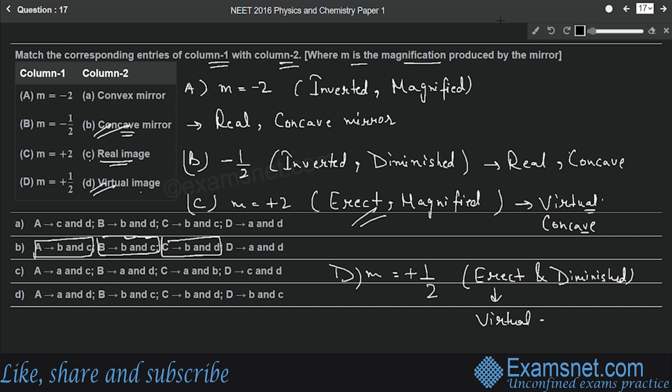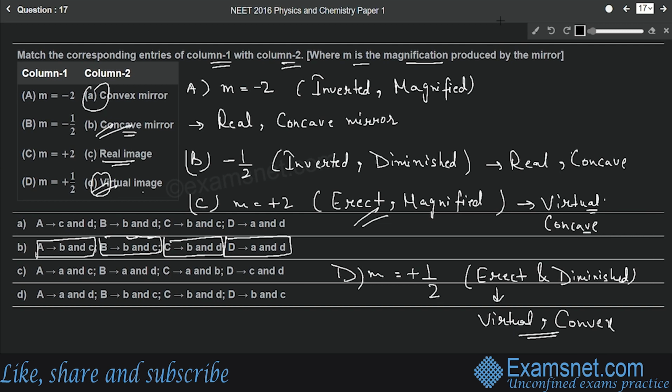And the type of mirror in which it is possible is convex mirror. So the correct matches will be virtual and convex. That means A and D. Okay, so here you can see D is matched with A and D. So option B will be the correct answer.